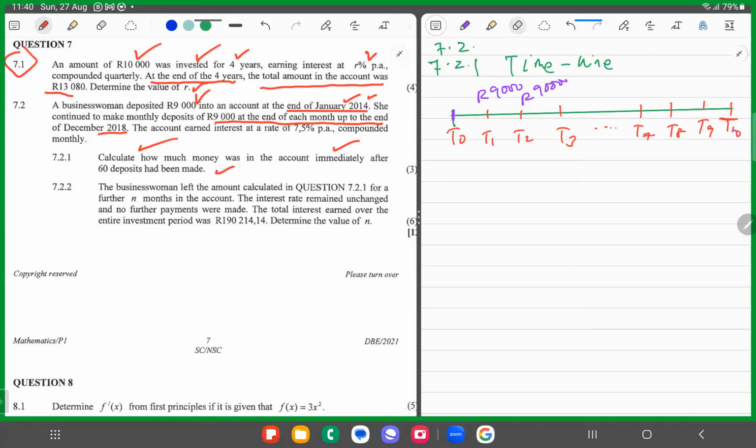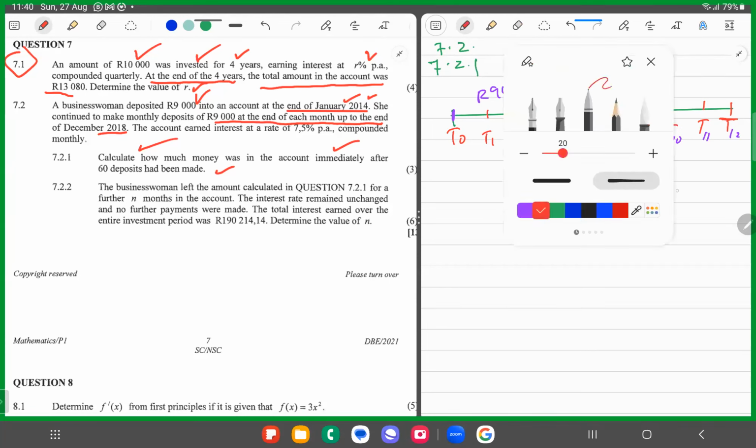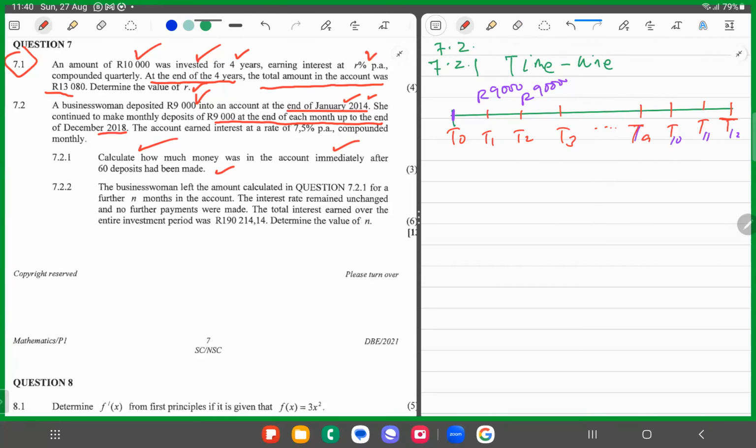So you'd have 12 months. So this is 12, this is 11, this is 10, this is 9. Okay, a timeline showing the months of the year, for the year.